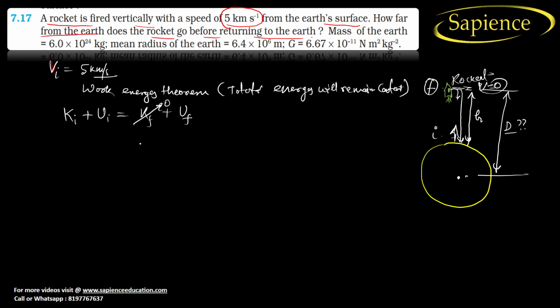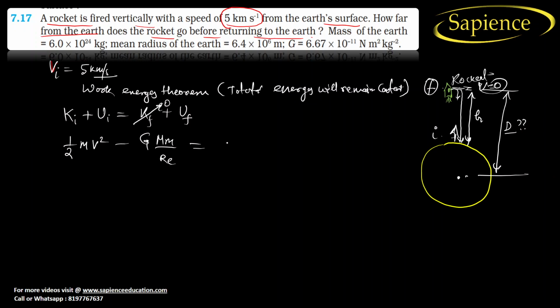Now we need to find the rest. Initial kinetic energy means half into m into v squared, minus G into capital M small m by the radius of the Earth. This is the potential energy, and this is equal to the final kinetic energy, 0.